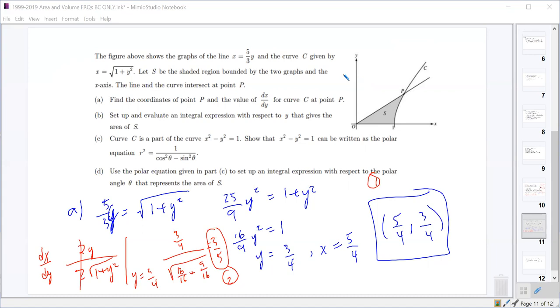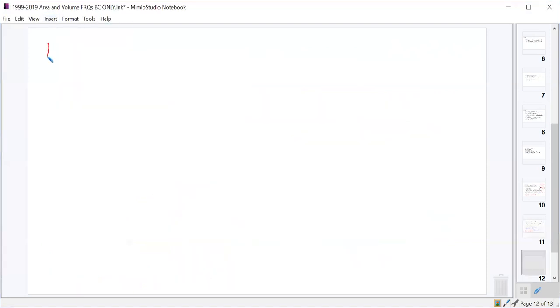All right, part B wants us to evaluate an integral expression with respect to y. That gives us the area of S, so that should be the rightmost function minus the leftmost function from 0 up to the y value that we had, which was 3/4. So for part B, we'll do an integral from 0 to 3/4. And it should be the right function, which was the root function, minus the other one.